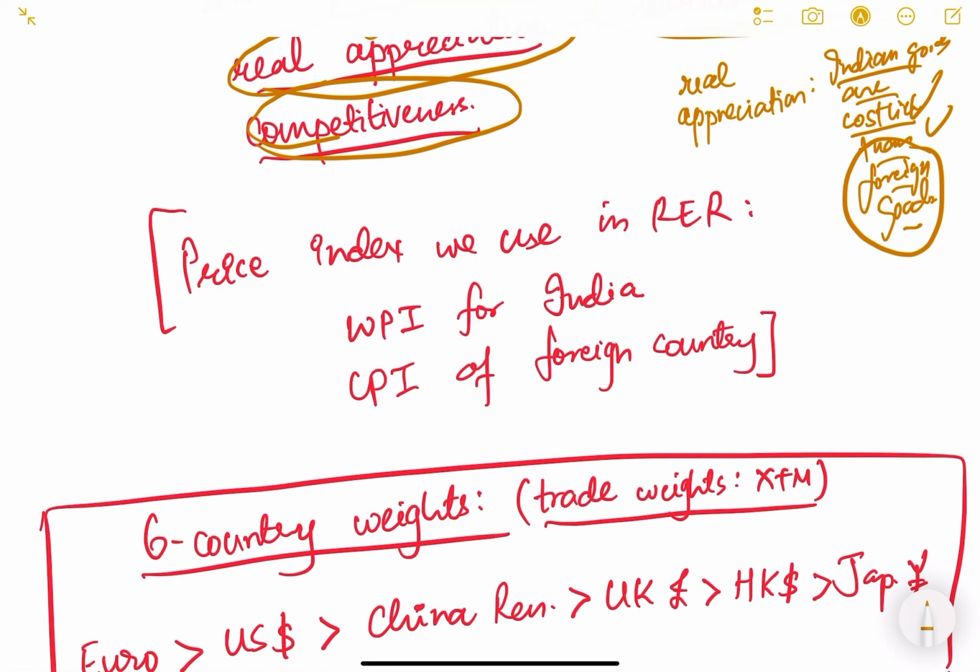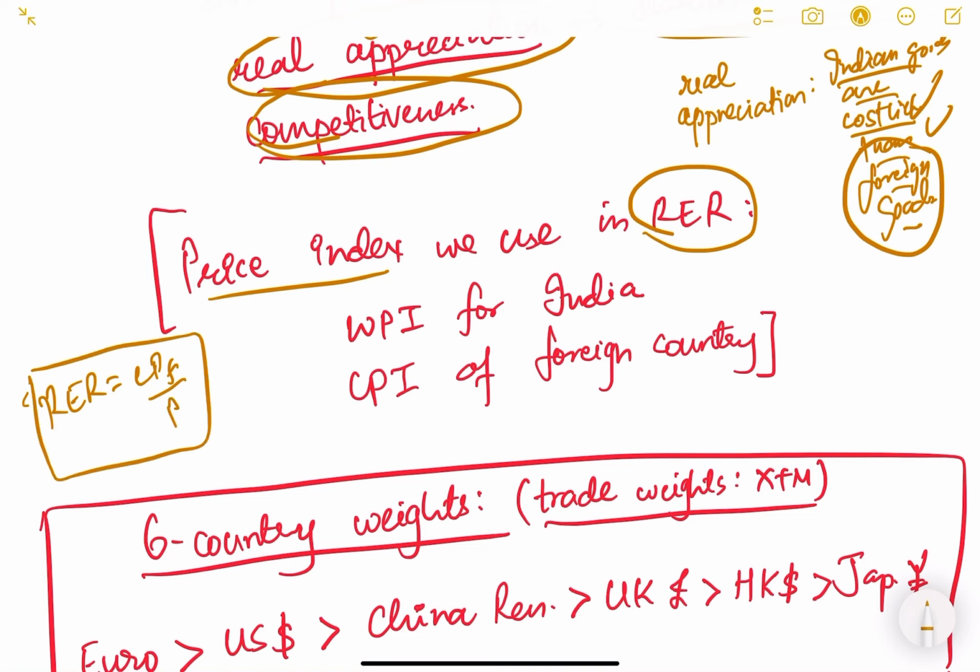Now when we talk about the price index in RER, we have already seen, right? The RER was defined as EPF upon P, right? So basically we had already seen this definition. So here there was a price index used. Now this is the price index used by RBI while constructing the RER index. They used WPI for India and CPI for other foreign countries. Okay, so this is again extra information. You don't really need to remember this, but just for your extra information I'm telling you.